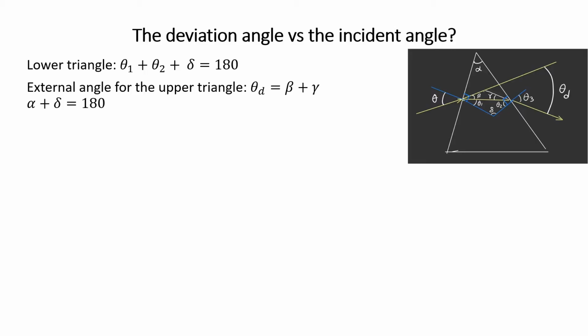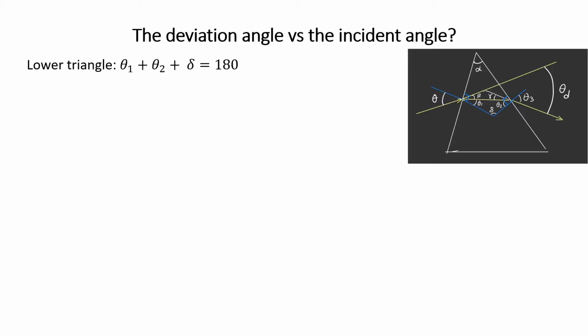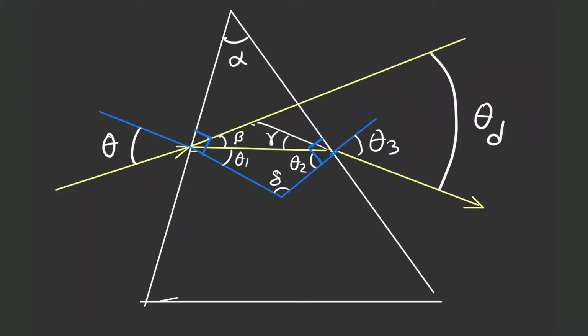Also, look at the right angles shown by blue color. Let me come back to the previous slide. It is more visible. Here I have two right triangles, this one and this one.